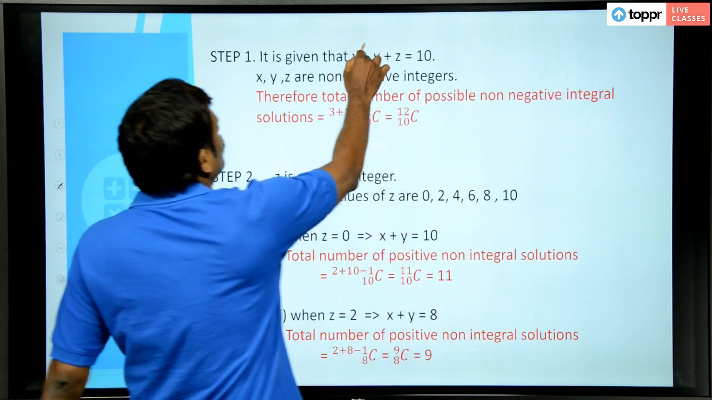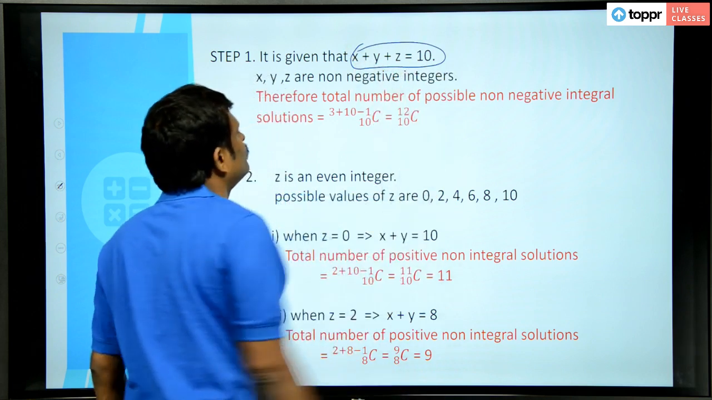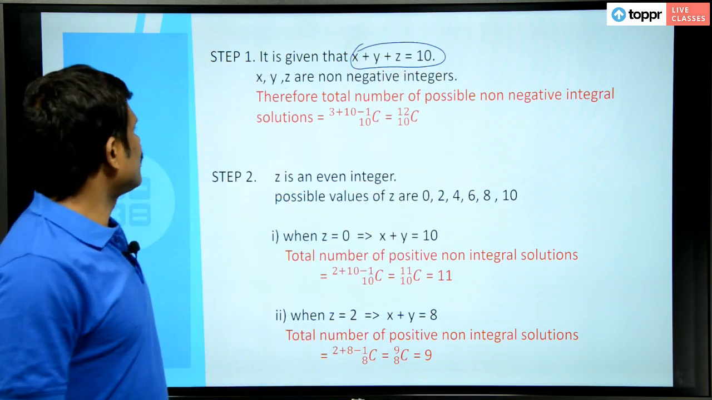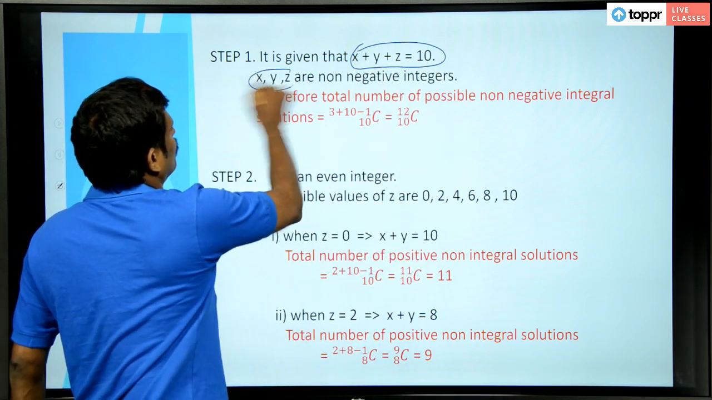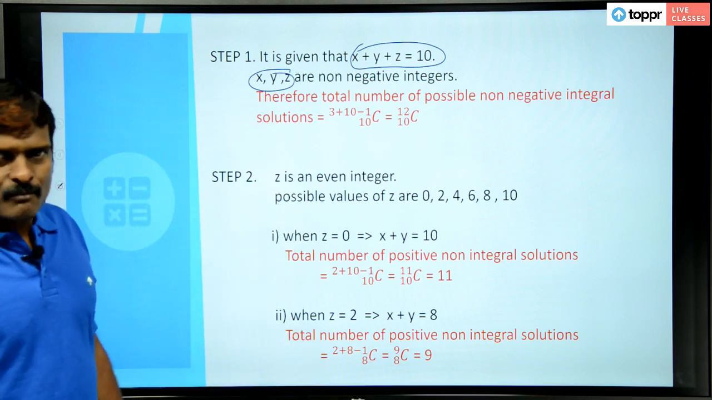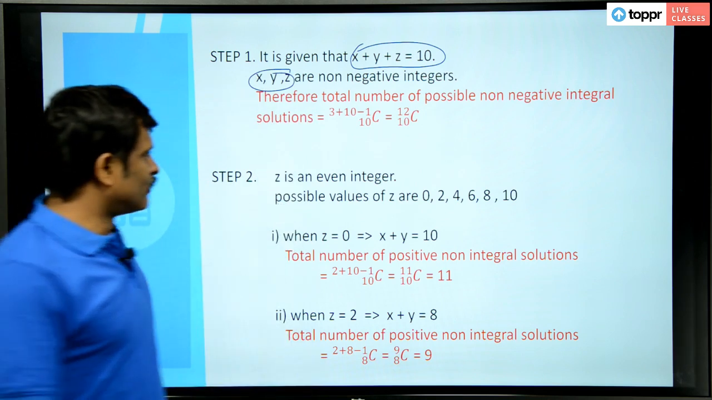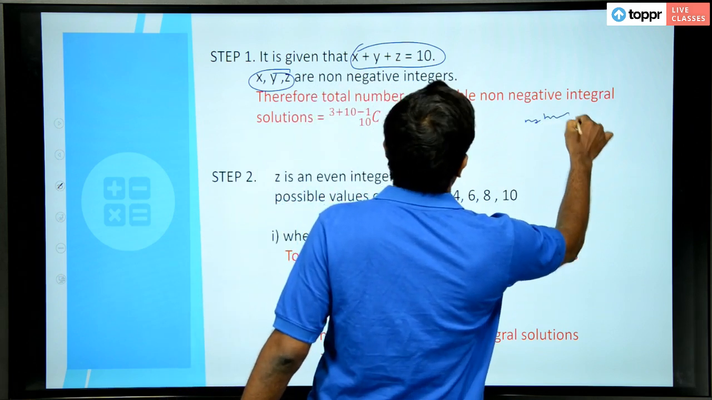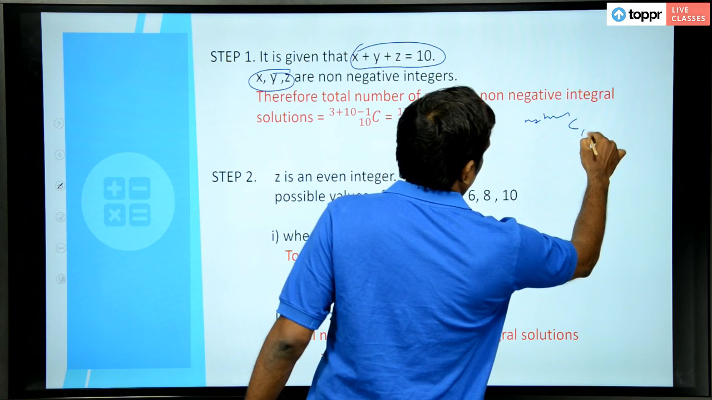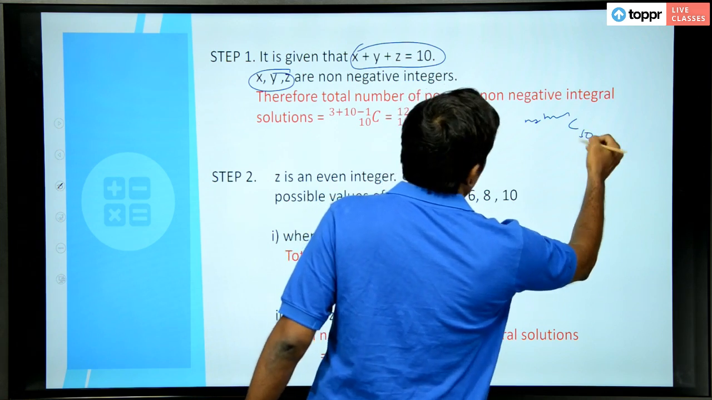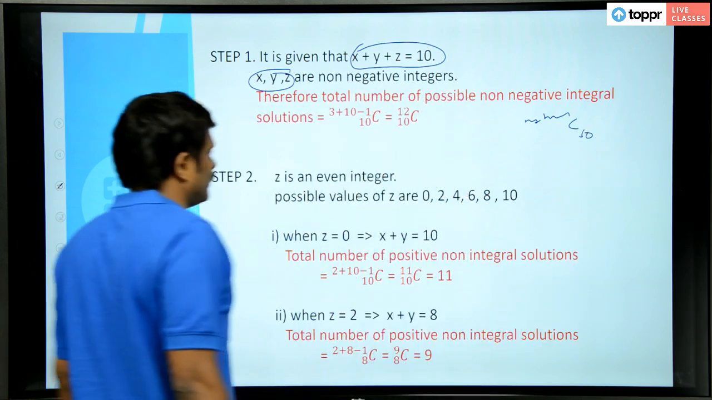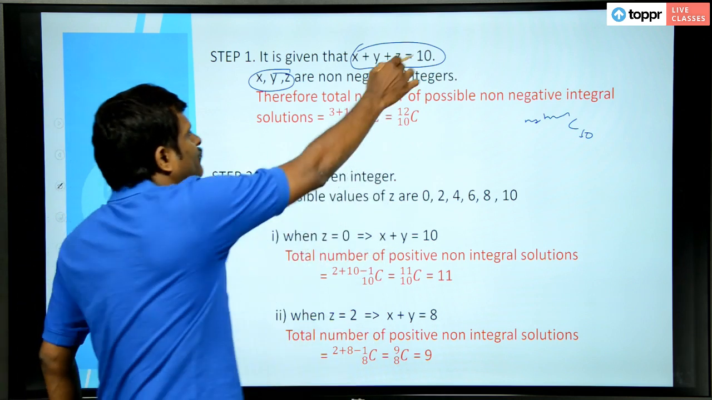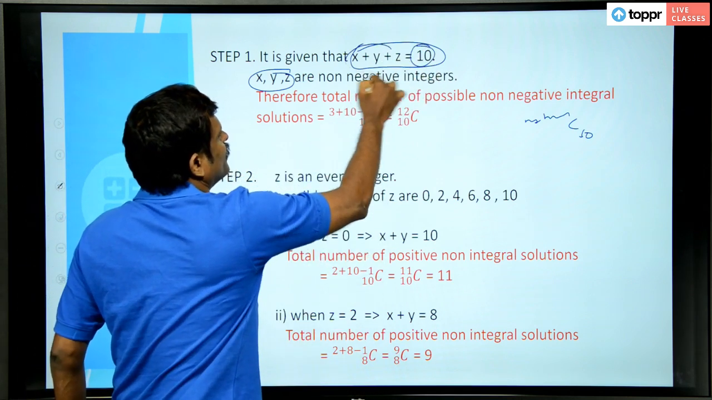So, what do we know, x plus y plus z is equal to 10. The sum is 10 and the number of variables, the number of numbers we have to take, is 3. So, we know the formula, right, like n plus m minus 1 Cn is what you can take, right. So, here my sum is 10 and the number of variables is 3.